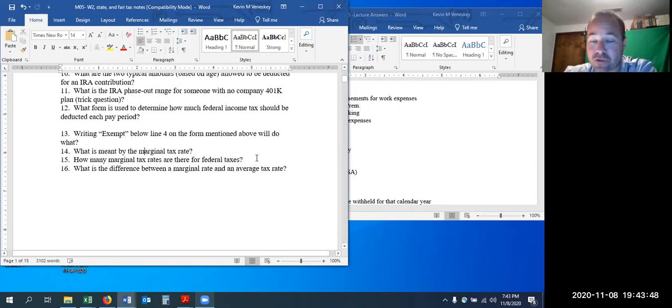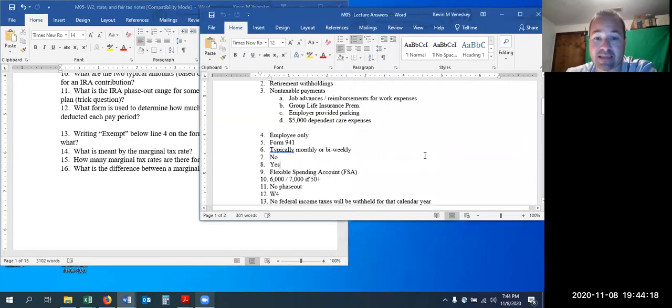What is meant by the marginal tax rate? Well, that's how much you're going to be taxed for every dollar you make over what you currently do. You're going to be taxed at that rate until you hit the next threshold, then you're going to be taxed even higher for those additional dollars. Not every dollar is taxed at that. The dollars before that are taxed at a lower rate. And that's when you get into an average rate. The average rate is, well, what are you paying overall on all of the dollars, not just the next dollar. And that's the difference there between 15 and 16.